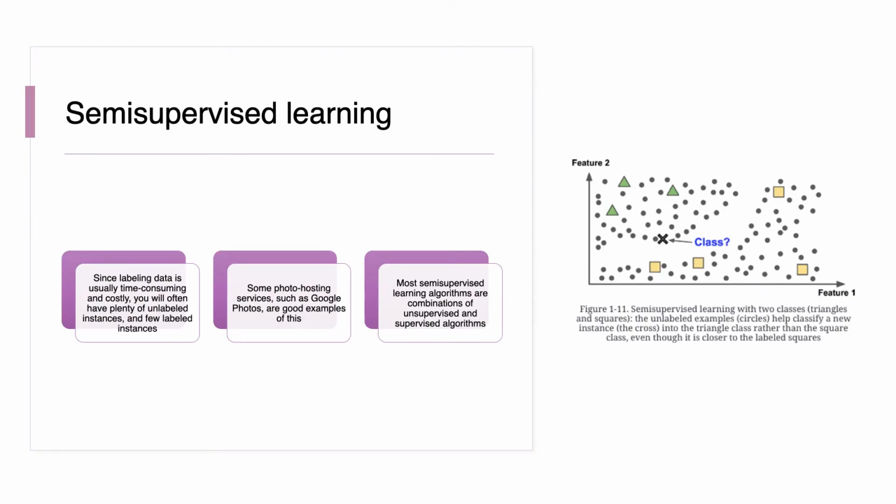Semi-supervised learning. Since labeling data is usually time-consuming and costly, you will often have plenty of unlabeled instances and few labeled instances. Some algorithms can deal with data that's partially labeled. This is called semi-supervised learning, figure 1-11.